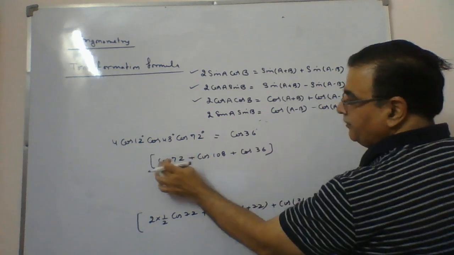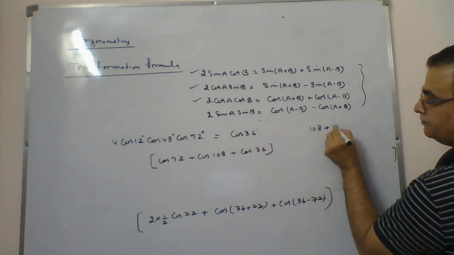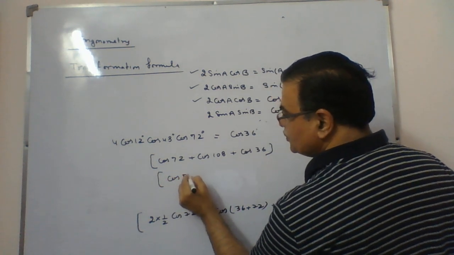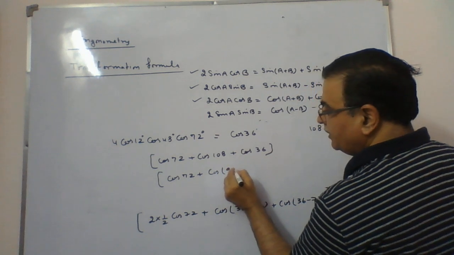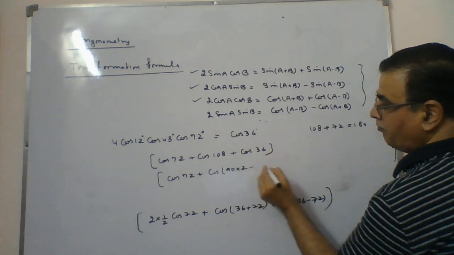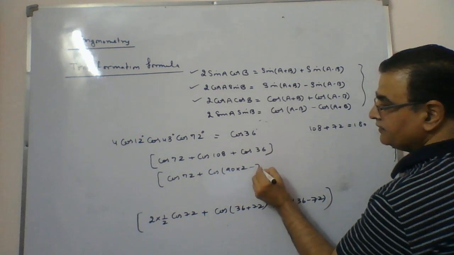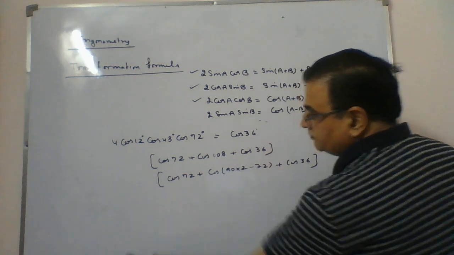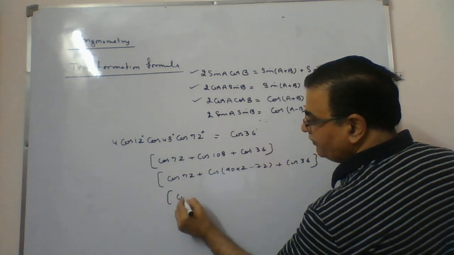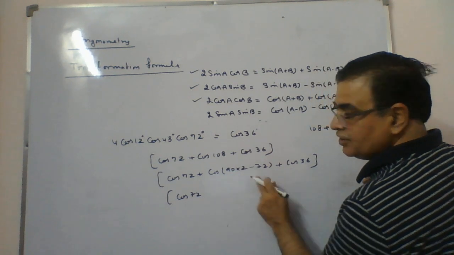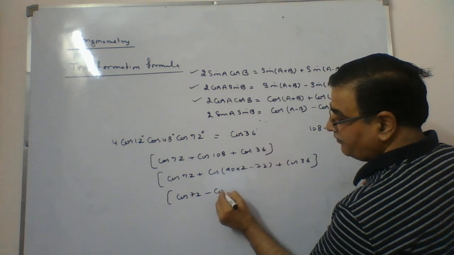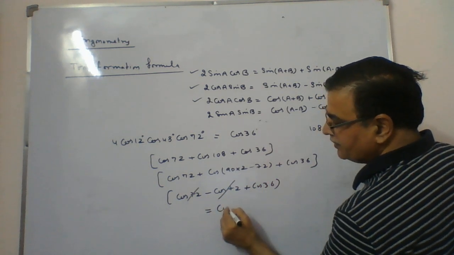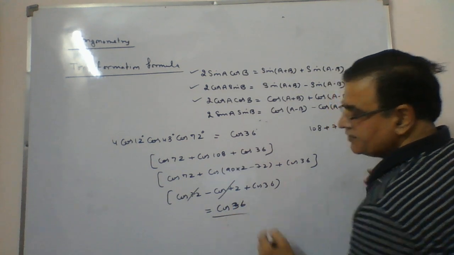These two are now supplementary angles. So I write this as cos 72 plus cos of 180 minus 72, plus cos 36. Then you can write this as cos 72, 180 minus 72 is minus cos 72, plus cos 36. These two get cancelled out. Your result is coming cos 36.